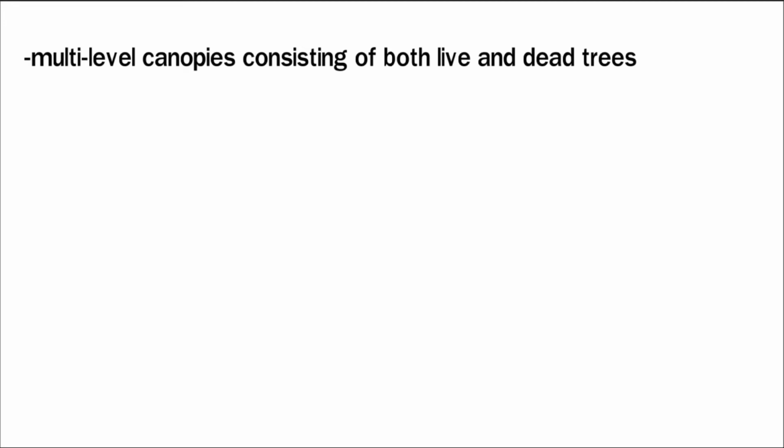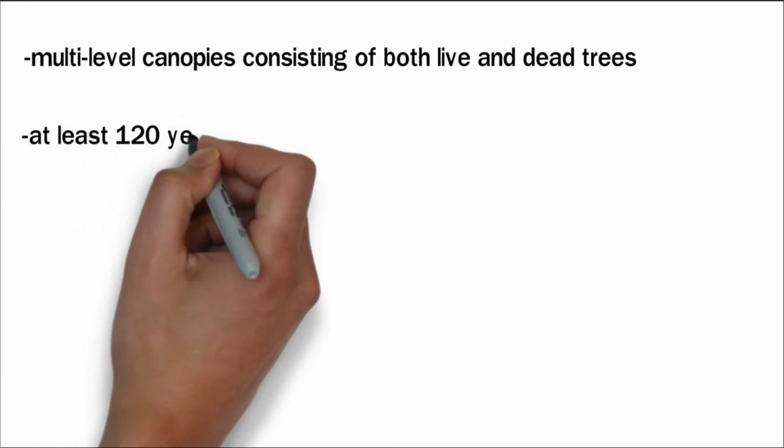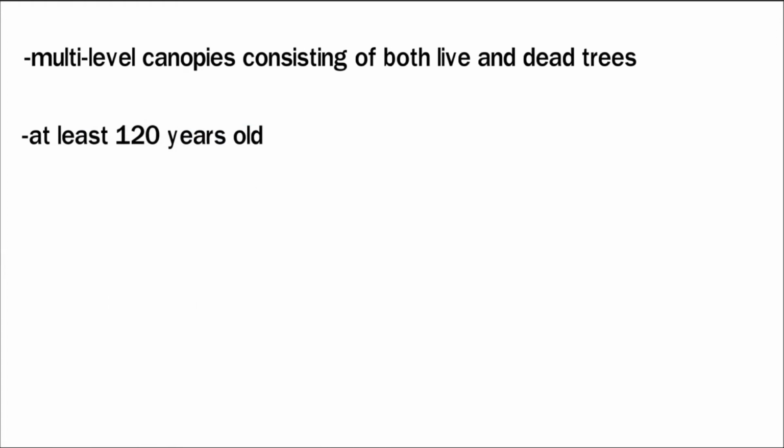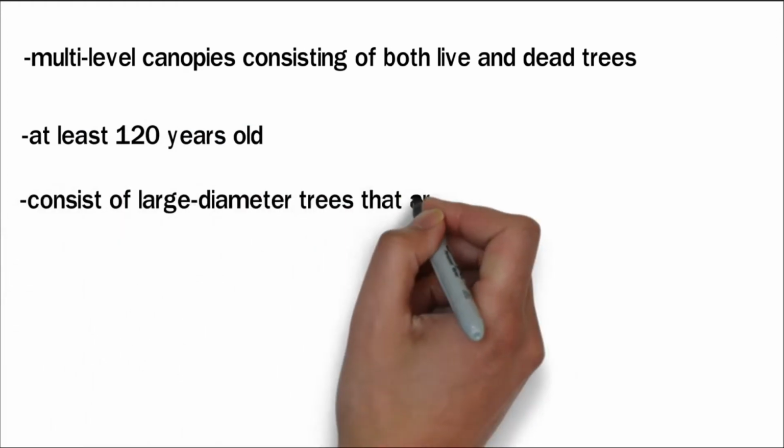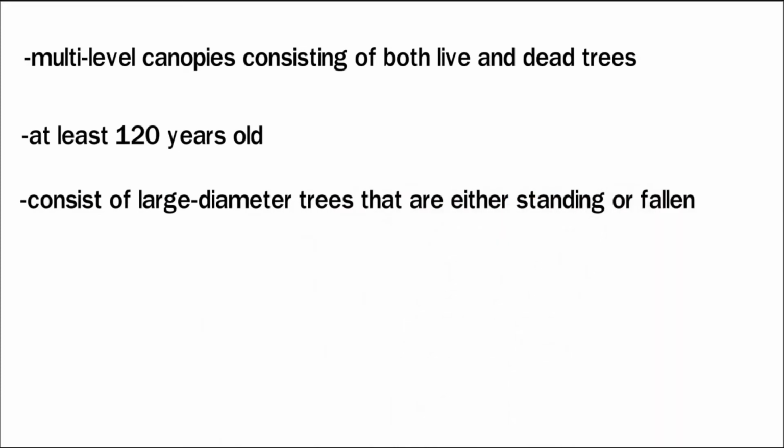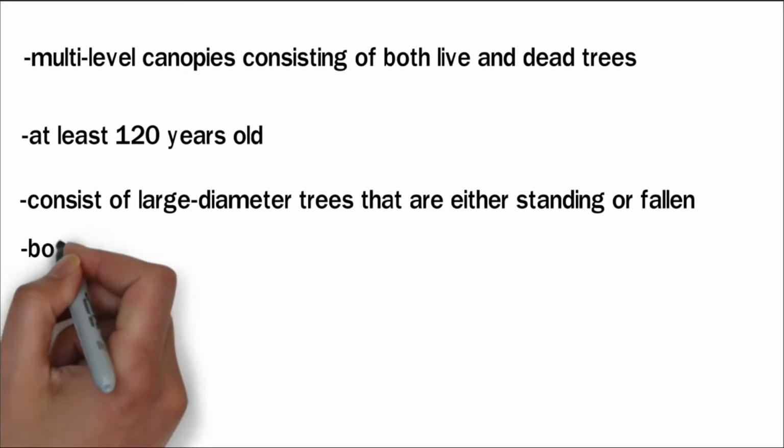For a forest to be considered old growth, it should be at least 120 years old. However, some of the trees may be older than the forest itself. Old-growth forests also consist of large diameter trees that are either standing or fallen. Even the standing dead trees play an essential role in the forest. These forests are made up of both young and old trees.